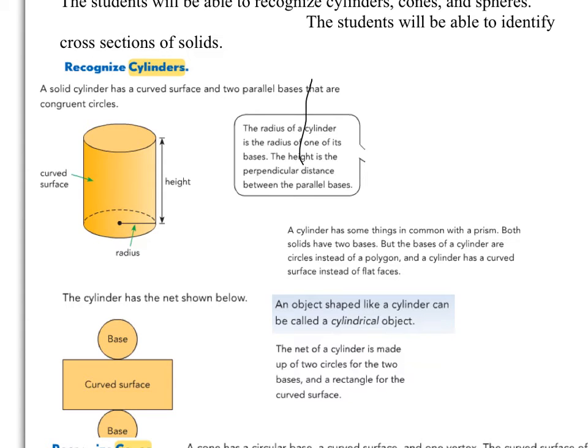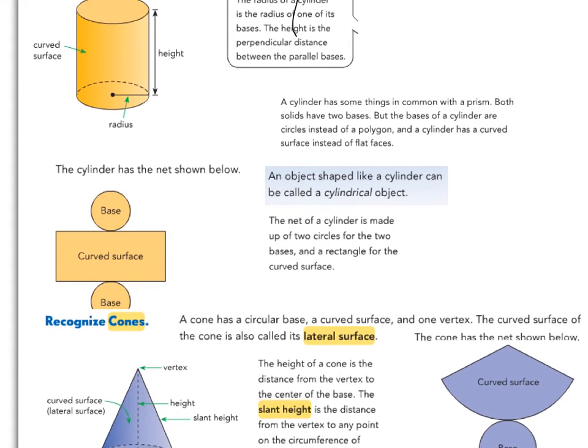A cylinder has some things in common with a prism. Both solids have two bases, but the bases of a cylinder are circles instead of polygons. Okay? So if we scoot here, it says the cylinder has a net as shown below, so the net has a rectangle, and then the bases are circles. An object shaped like a cylinder can be called a cylindrical object. The net of a cylinder is made up of two circles for the two bases and a rectangle for the curve. If you take the curve and you fold it out, it looks like a rectangle.